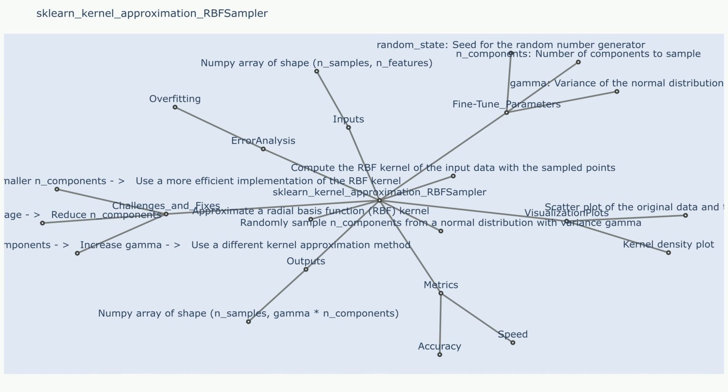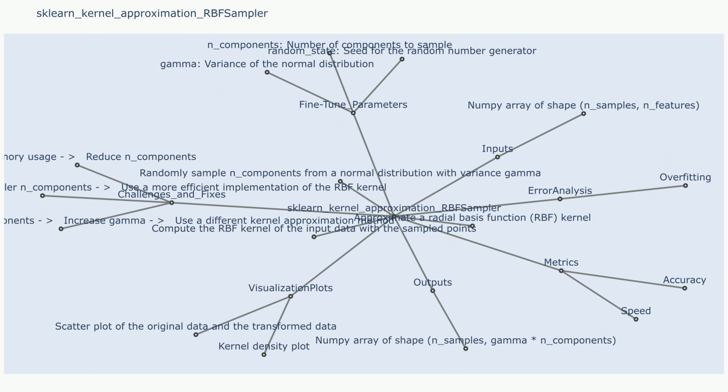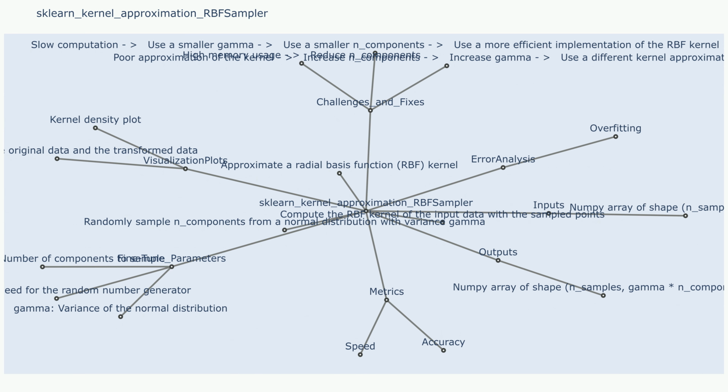directly using the kernel. Inputs: gamma, a float, specifying the width of the RBF kernel. It controls the smoothness of the resulting features, with larger values leading to smoother features. N components, an integer, representing the number of random features to generate. This determines the dimensionality of the transformed feature space. Higher values usually lead to a better approximation but increase computational cost.